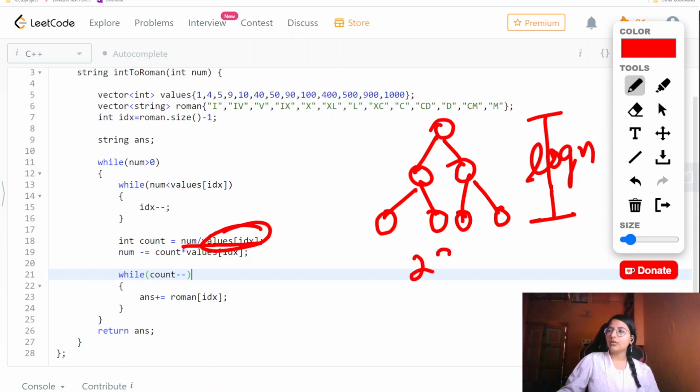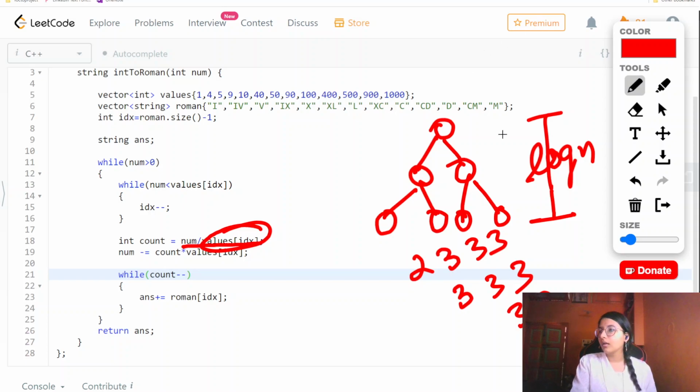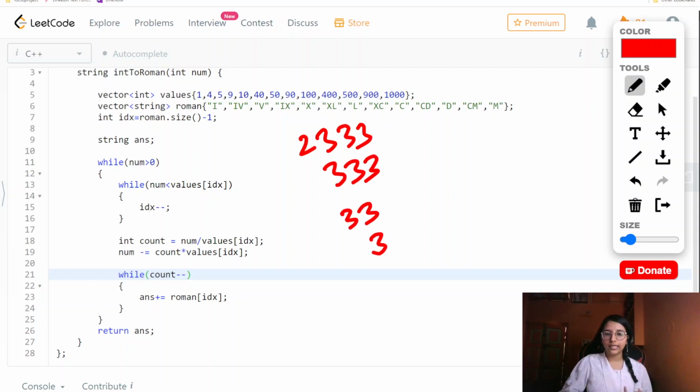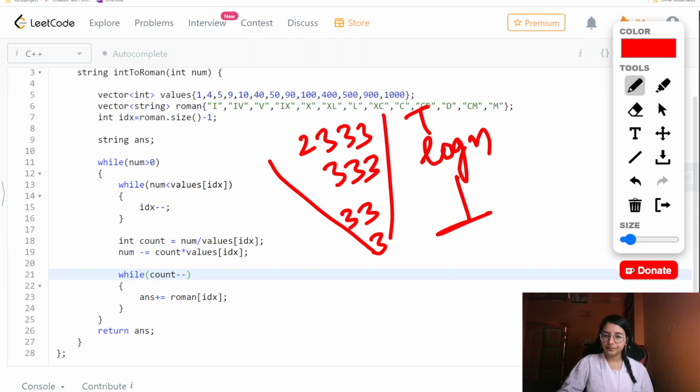So at each step, from 2, 3, 3, it becomes 3, 3, and then it becomes 3. So it is somehow like an inverted binary tree only, right? So that's why its height is somehow log n. So because of that purpose only, this particular part is log of n.